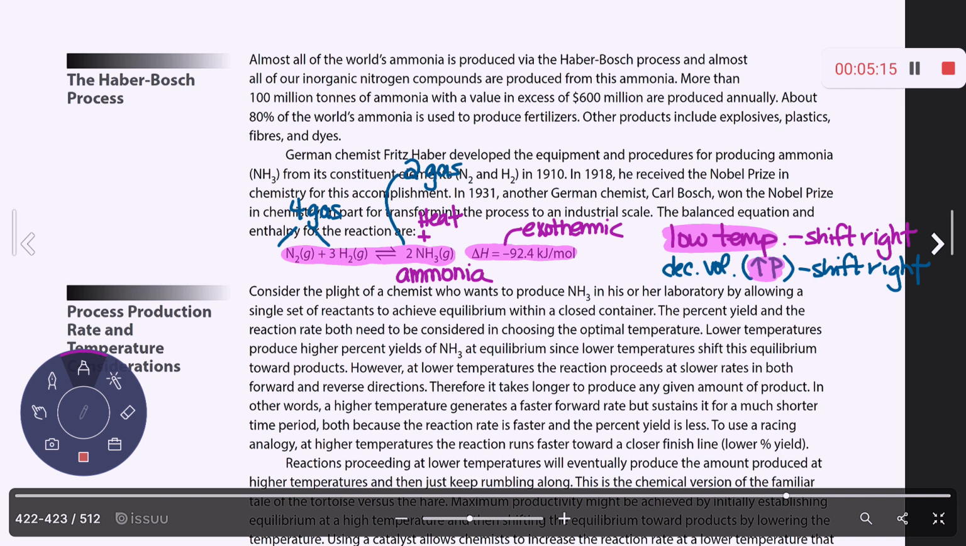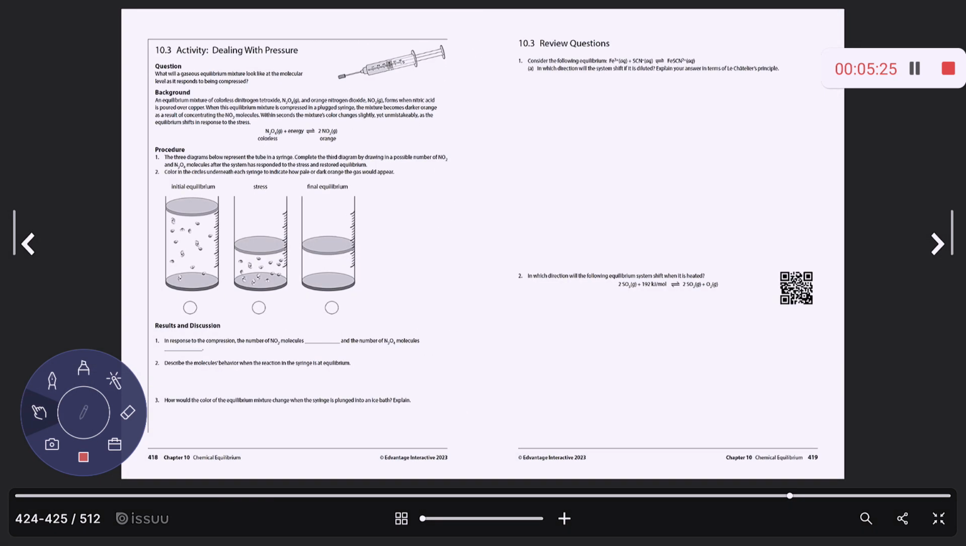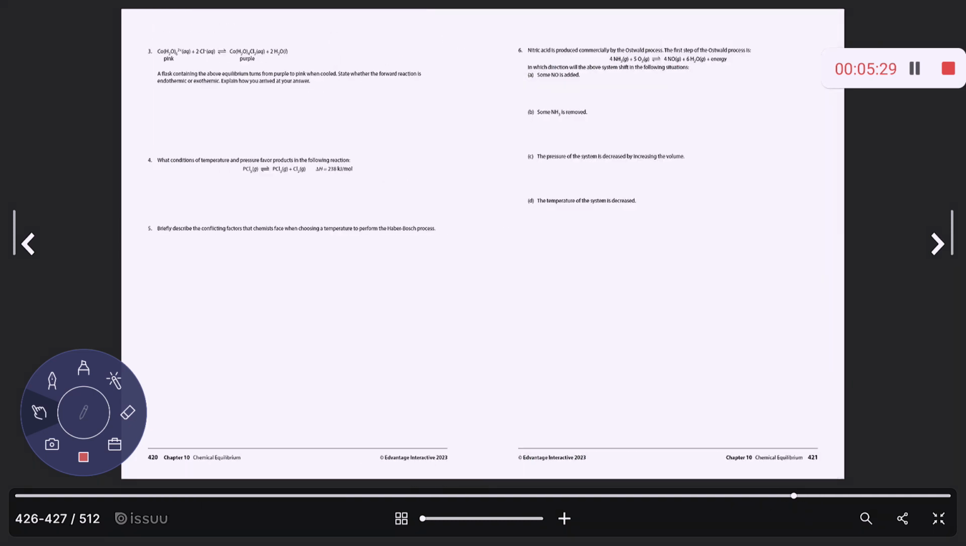Let's take a look at the review questions. I believe you guys have got a few review questions. There's one that I don't want you to do. So on the review questions, I want you to do 1, 2, 3, 4. Do not do 5, because we already did that. And then do 6. And we're going to go over that in a little bit.